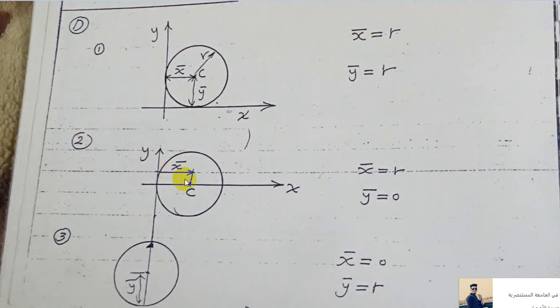So the second case, or case 2: we have a circular two-dimensional object, depicted right here on the xy plane, which is coincident, or centered, on the x-axis.